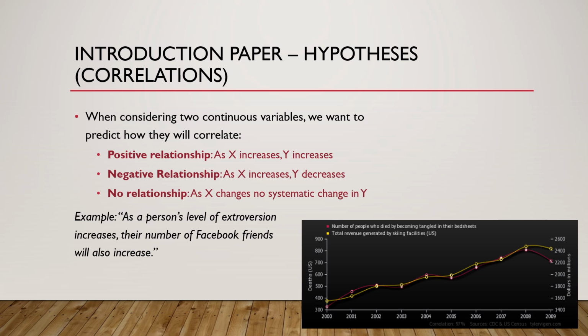So here's a more real-world example that might actually happen: as a person's level of extroversion increases, does their number of Facebook friends also increase? So this is your hypothesis, that yes, as one increases, the other would also increase. So this would be a positive relationship.